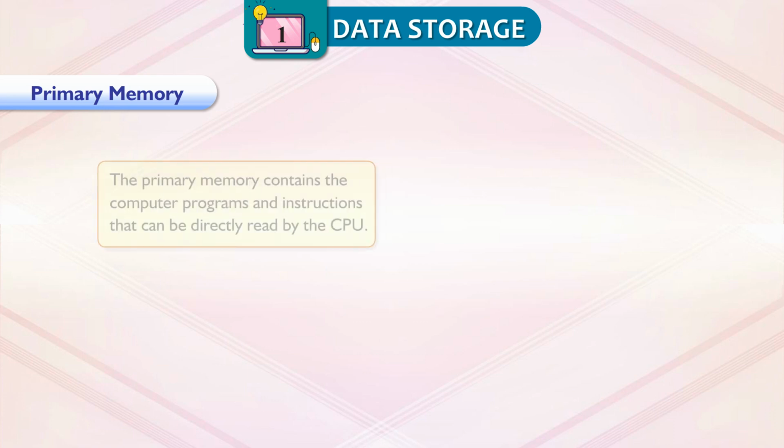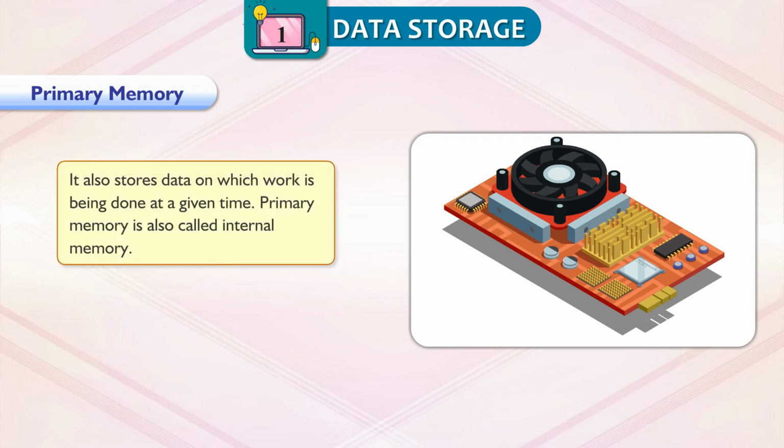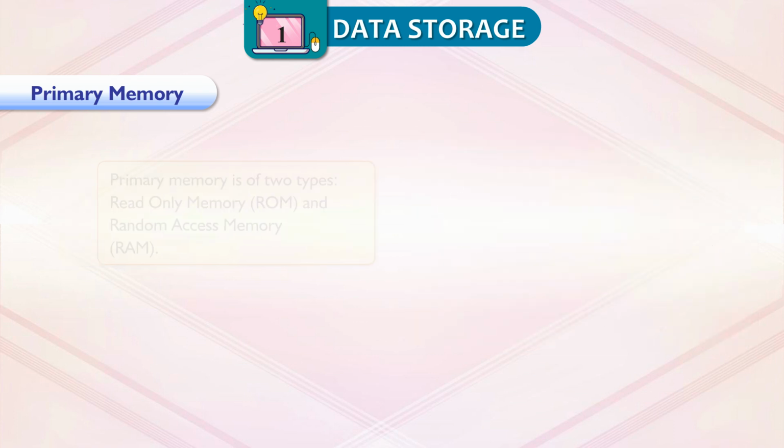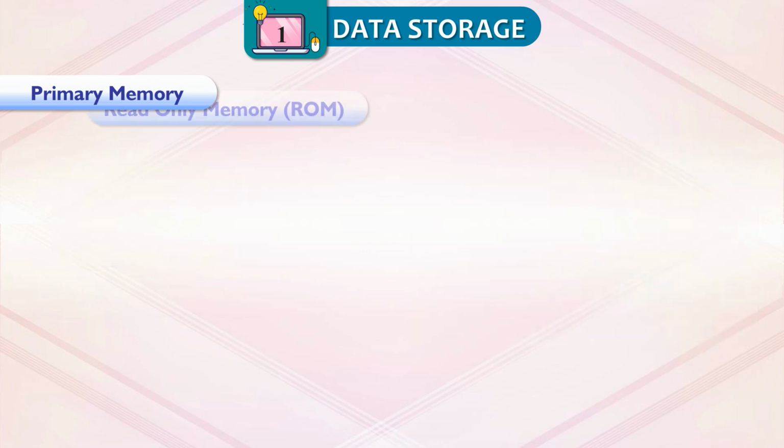Primary memory. The primary memory contains the computer programs and instructions that can be directly read by the CPU. It also stores data on which work is being done at a given time. Primary memory is also called internal memory. Primary memory is of two types: read-only memory (ROM) and random access memory (RAM).